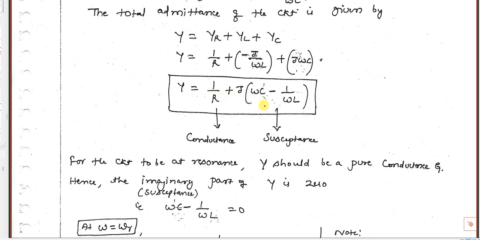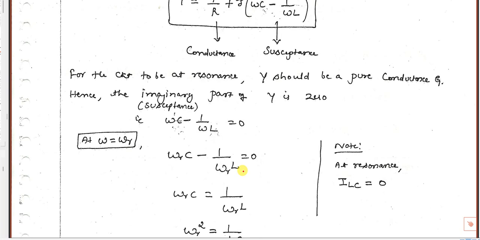At resonance, the circuit behaves as purely conductive. In a series resonance circuit, it behaves as purely resistive; in parallel resonance, the circuit behaves as purely conductive. So you have to make the imaginary part, the susceptance part, equal to 0. So omega C minus 1 by omega L is equal to 0, and you replace omega, which is 2 pi f, with 2 pi fr, or omega r, which is the resonance frequency.